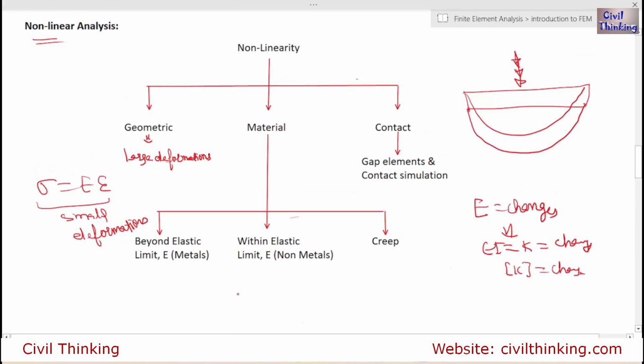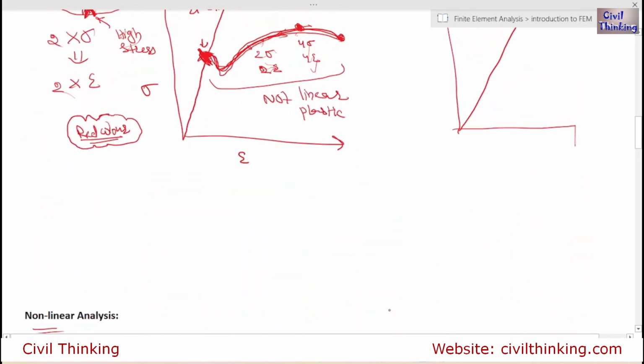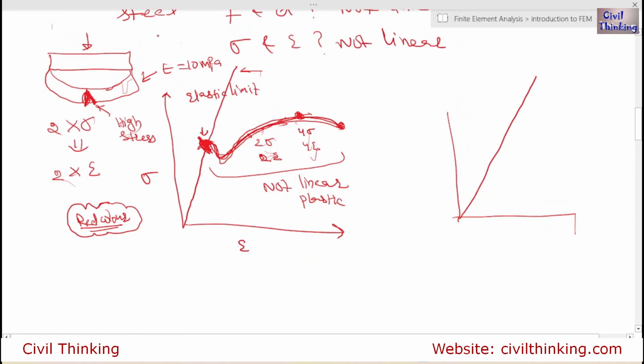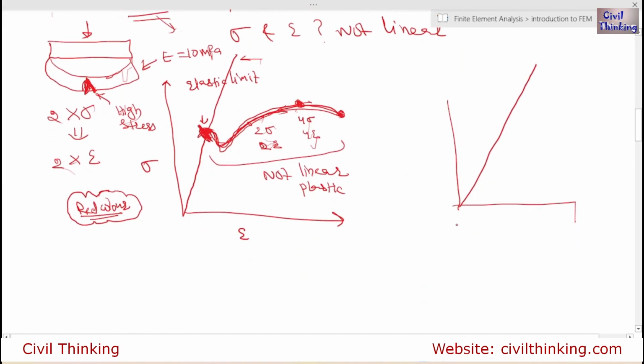Okay, and then we have within elastic limit for non-metals. What does it mean? This was the curve of what? A metal, right? Like steel. But what happens in case of non-metals? When we have a non-metal, the curve doesn't follow Hooke's law. The curve is like this from the beginning.